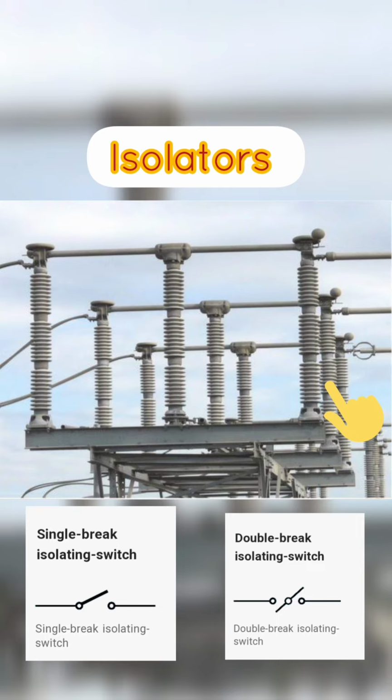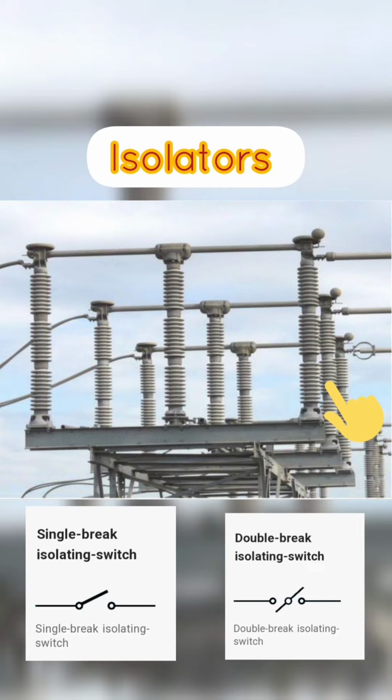Isolators are available in various types, including vertical brake and horizontal brake. Vertical brake isolators are typically used for transmission lines, while horizontal brake isolators are used for distribution lines. Isolators are also available with different mounting arrangements, including pole-mounted, structure-mounted, and ground-mounted.